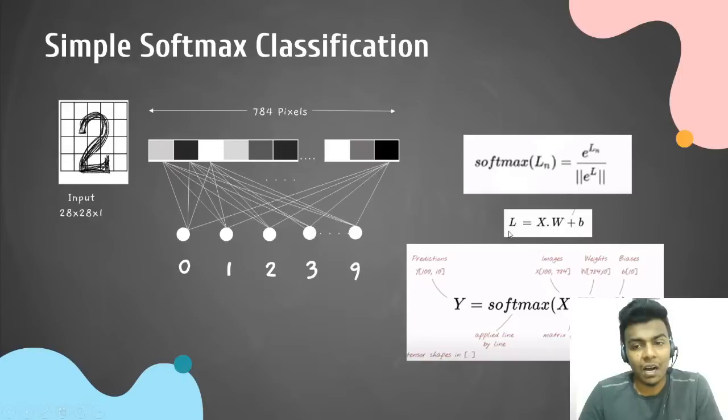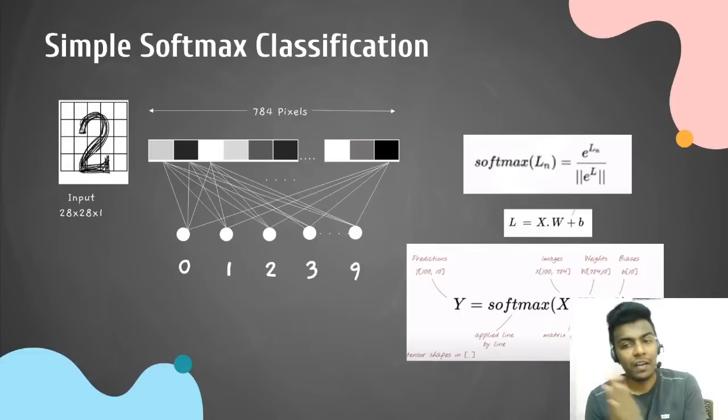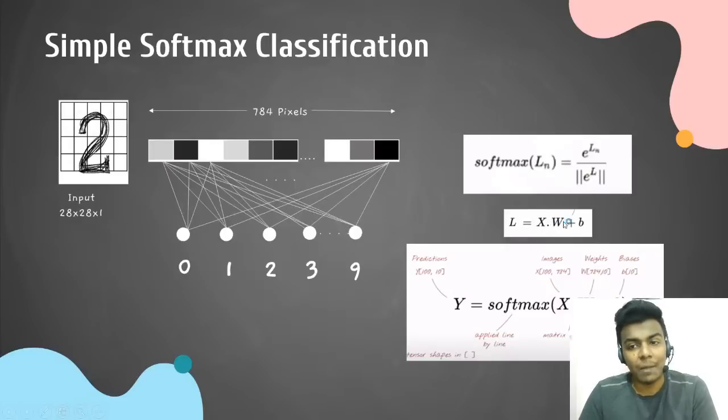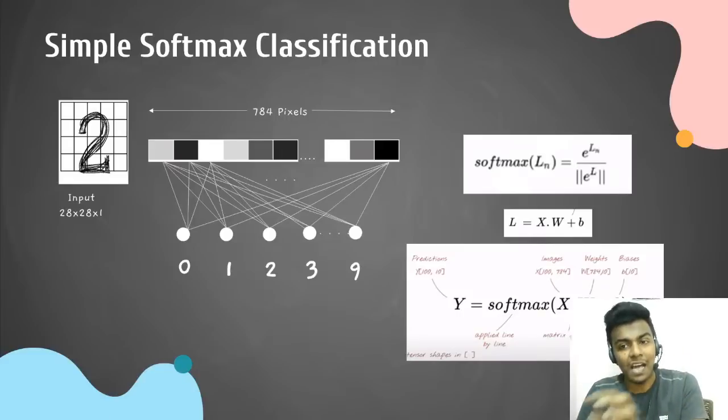Let us imagine what that L means. L is equal to x dot w plus b. We have already discussed what is meant by input, what is meant by neuron, and what is meant by weights. Here x is the input, and we are going to find L, which we need to substitute in the softmax function. L is equal to x dot w plus b, which is nothing but the product of input and weights, and we add biases.